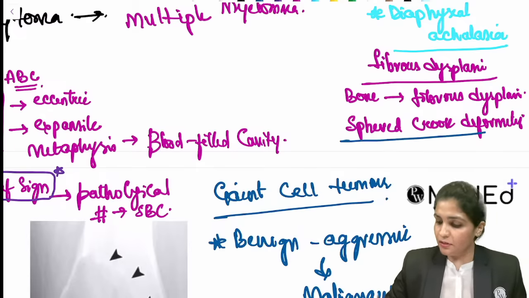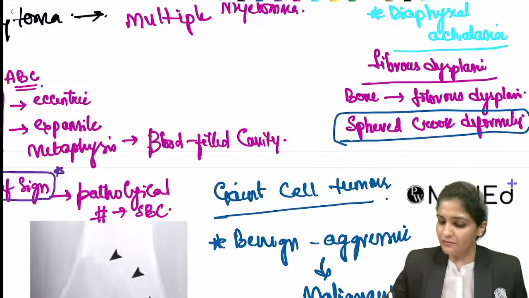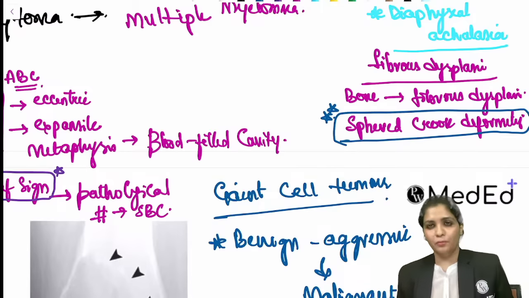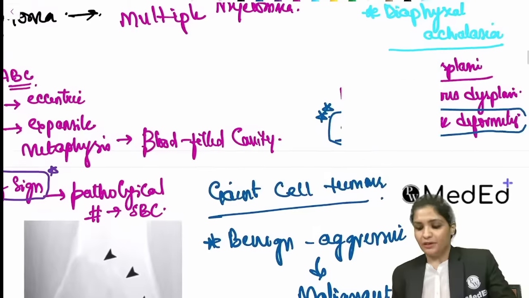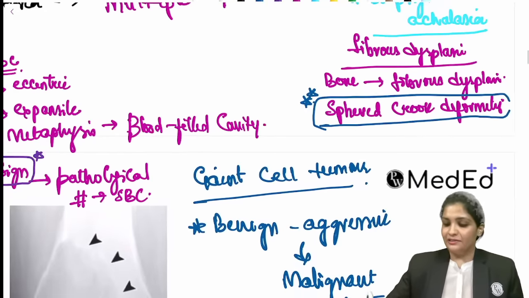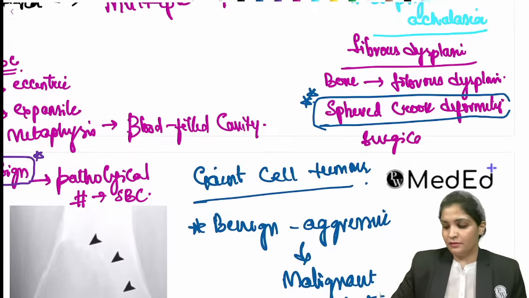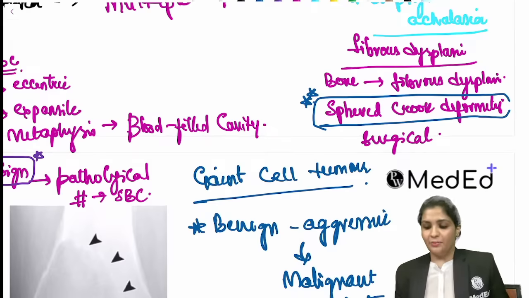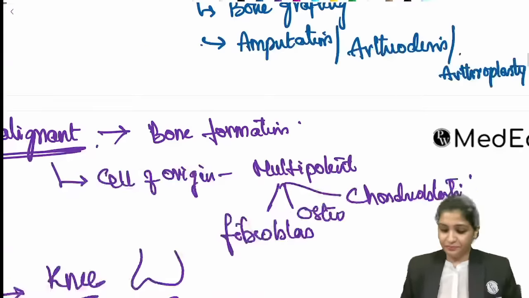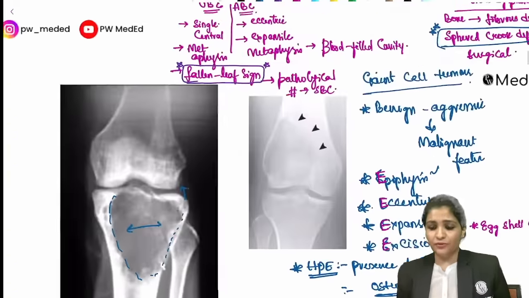So the Shepherd-Crook deformity is the deformity which is seen in fibrous dysplasia. Bending of the femur bone results in a condition called Shepherd-Crook deformity, right? And the treatment is usually surgical, right? So this is about fibrous dysplasia. So that covers your topic of tumors.